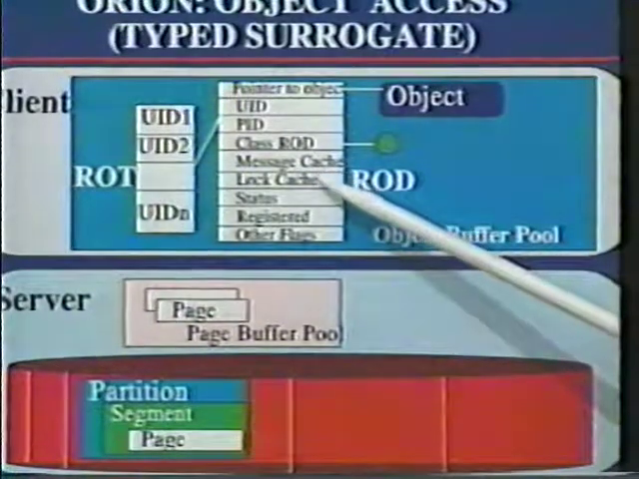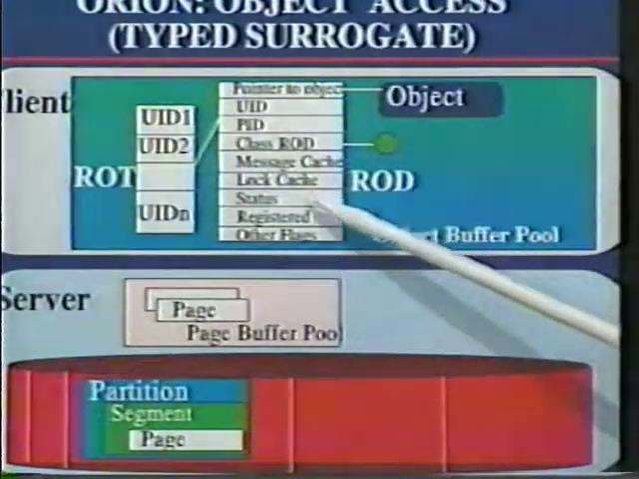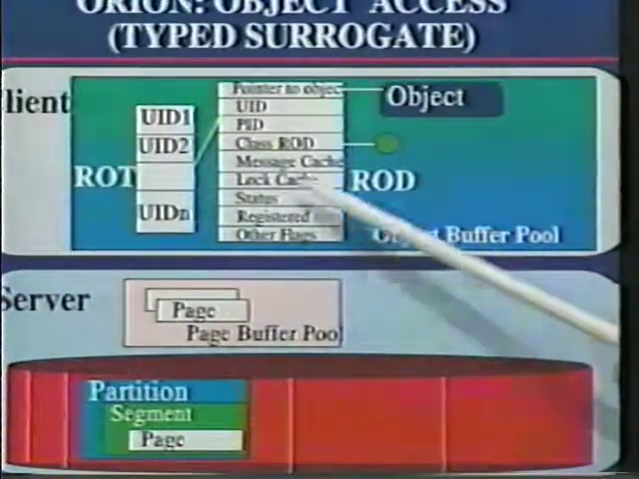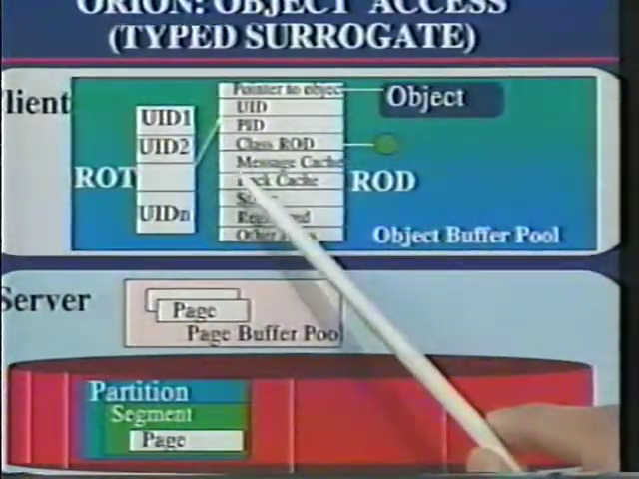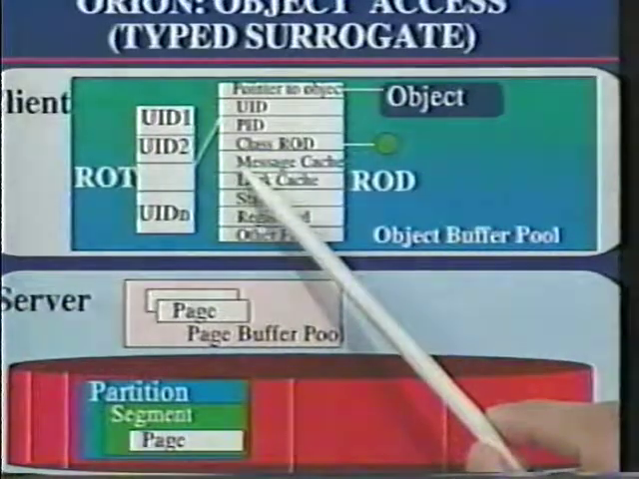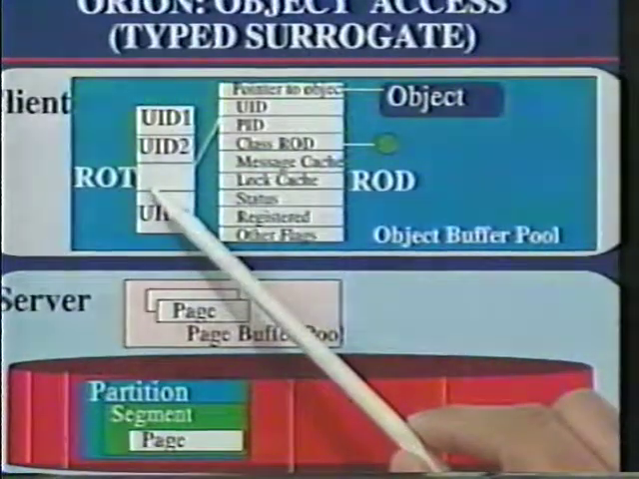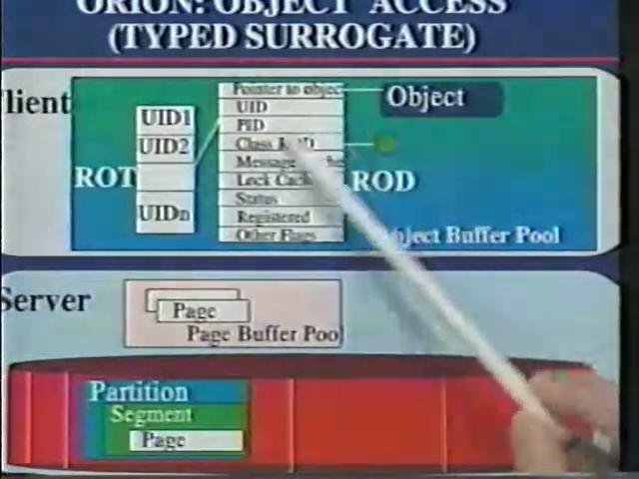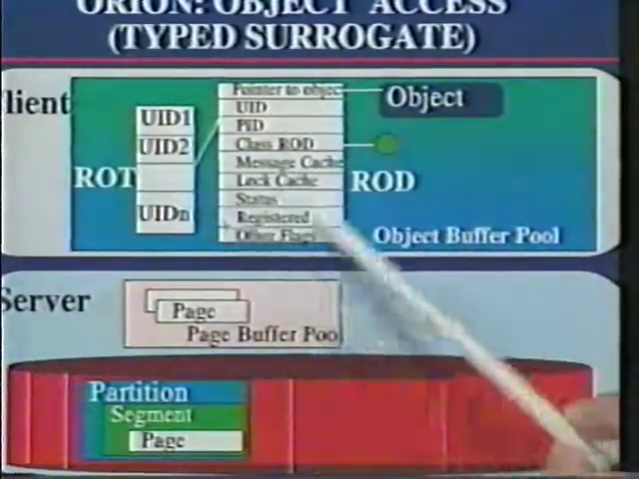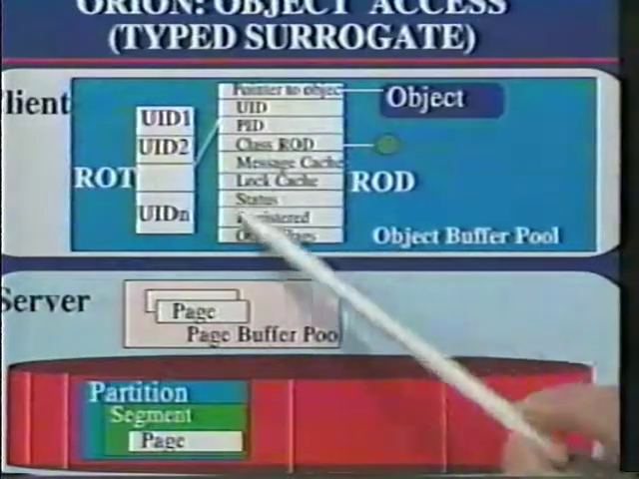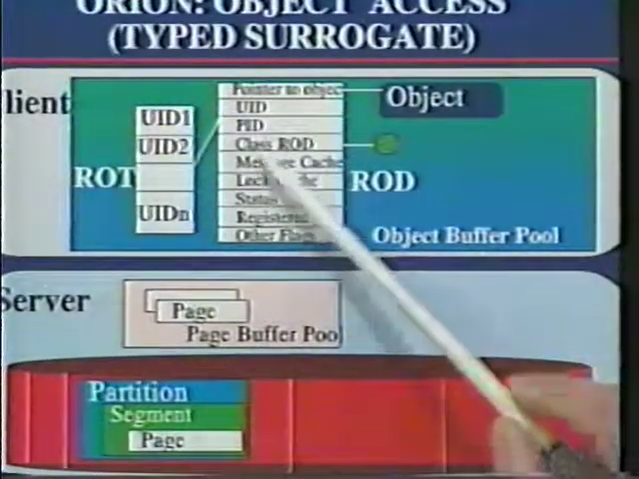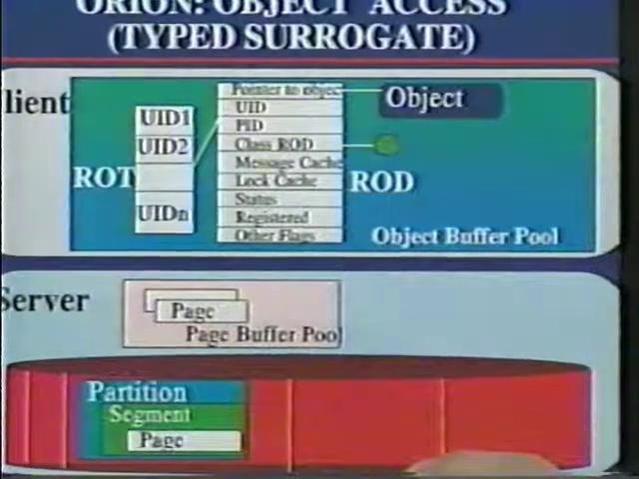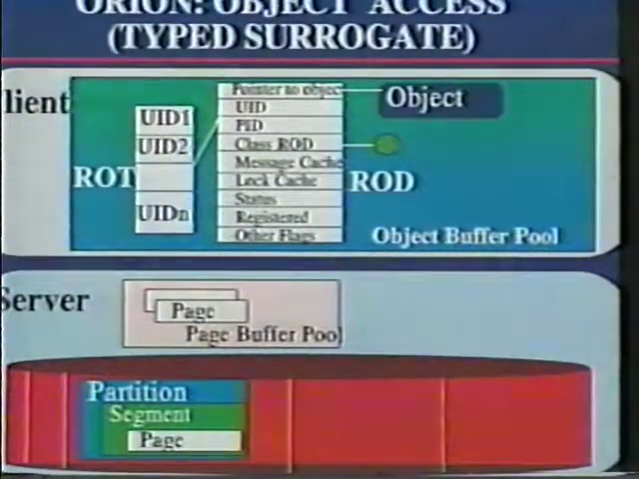You have the message cache, log cache, and a number of other flags and attributes attached to that, so that you know whether this particular object ROD points to a particular ROT, or if something has changed, or some other application program has changed this object or not. So it keeps track of all these things, and this is a very complex structure, and this complex structure makes it very flexible, but it also makes it a little slow to run.